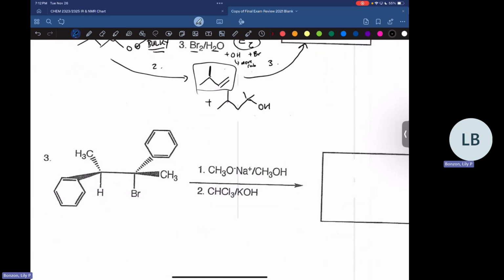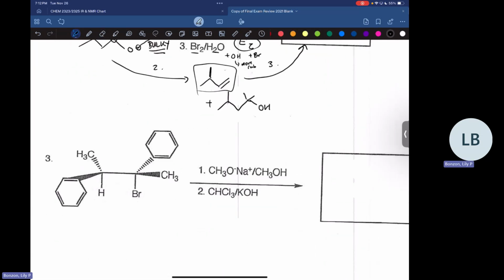So for number 3, we have CH3O-. Again, O- is going to be a strong base.